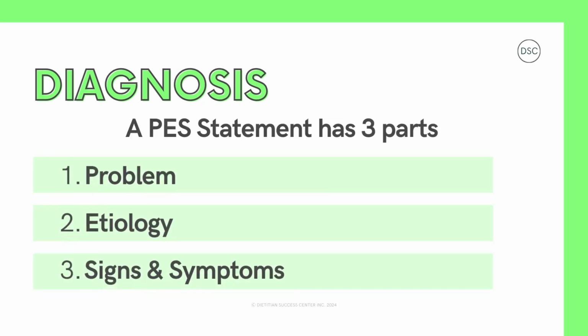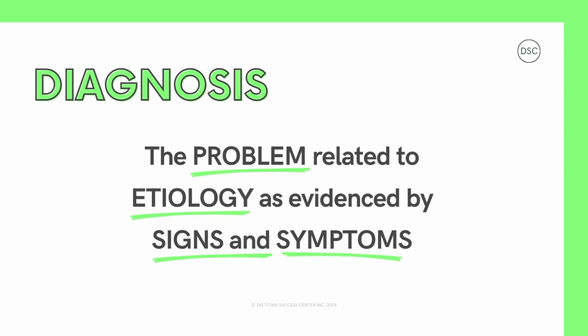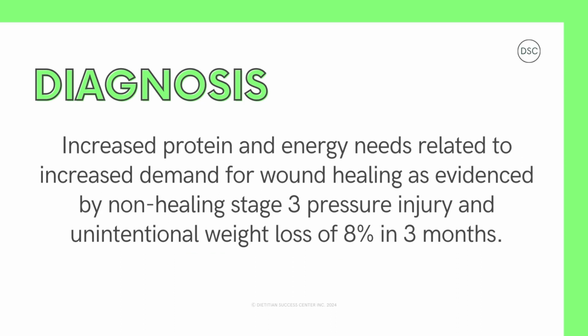A PES statement has 3 components: a nutrition-related problem, the etiology, the cause or the origin of the problem, and the signs and symptoms. These sections are combined in a structured sentence by the phrases related to and as evidenced by. The problem related to etiology as evidenced by signs and symptoms. For example, increased protein and energy needs related to increased demand for wound healing as evidenced by non-healing stage 3 pressure injury and unintentional weight loss of 8% in 3 months.